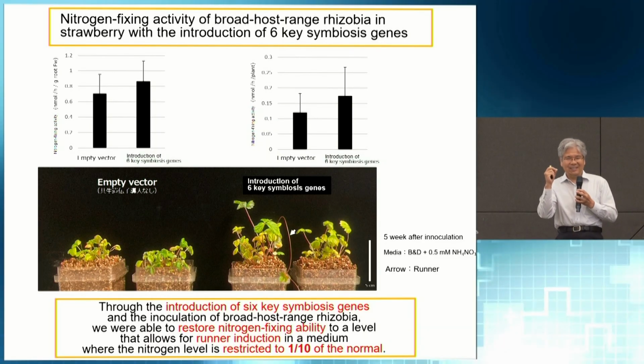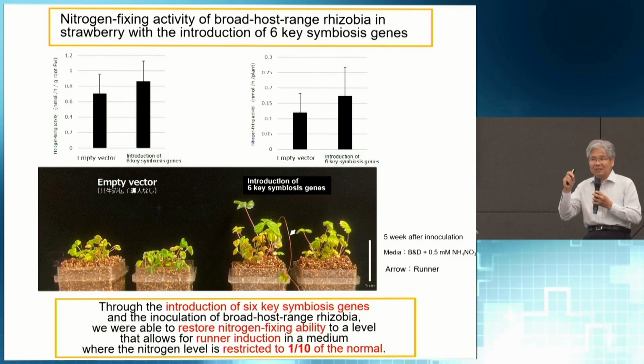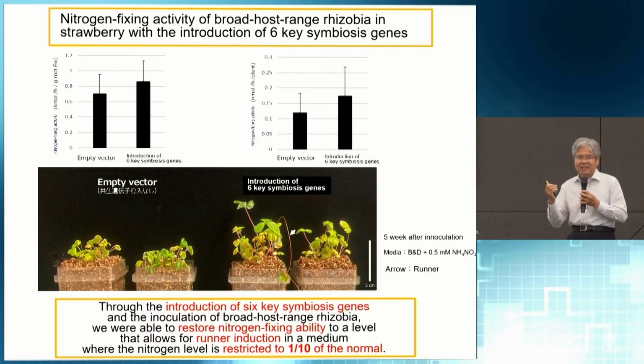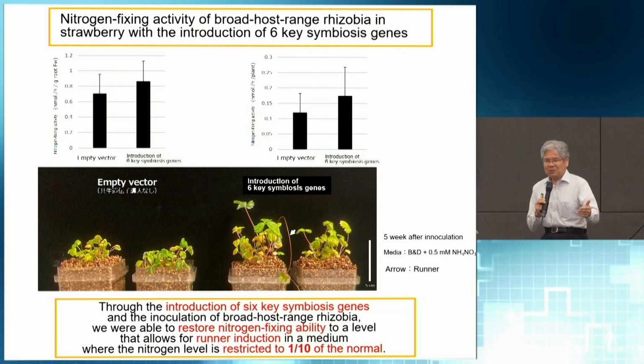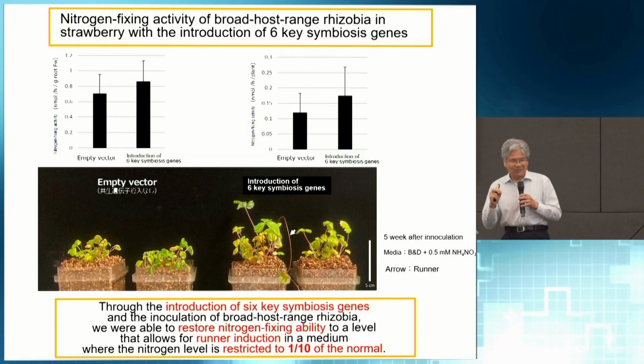Interestingly, those rhizobium strains just introduced into the strawberry root can also do some nitrogen fixation. But if we add the key genes, the potential is increased and the phenotype is dramatically changed. The plant grows better, and runners, which indicate sufficient nitrogen, can be found. So by introducing 6 key genes, we can reconstruct a nodule-like structure which can accommodate the rhizobium, fix nitrogen and provide some nitrogen to the strawberry. So we could achieve the reconstruction.